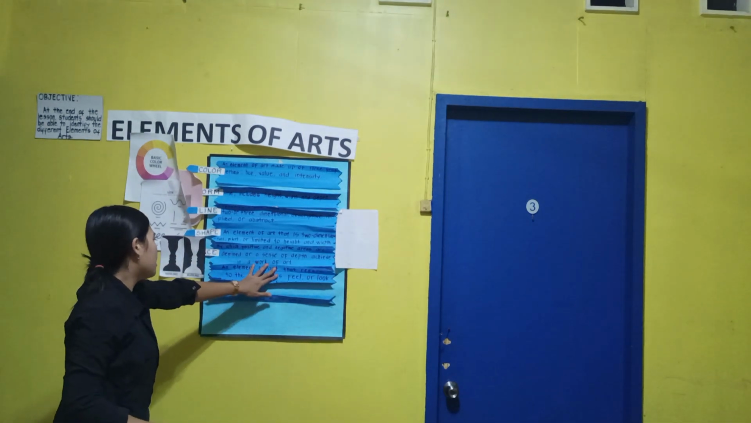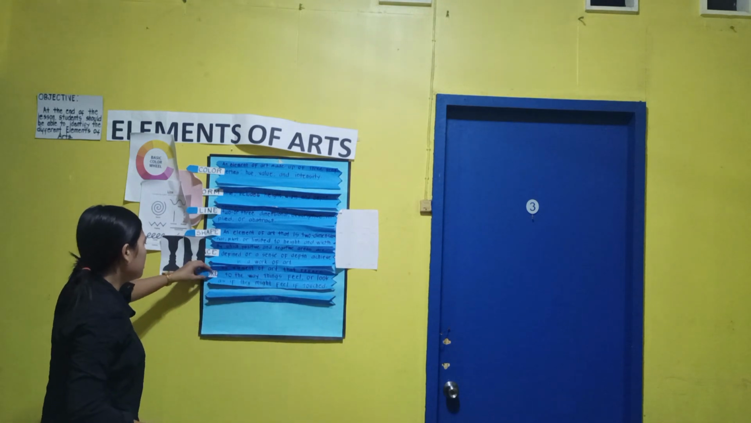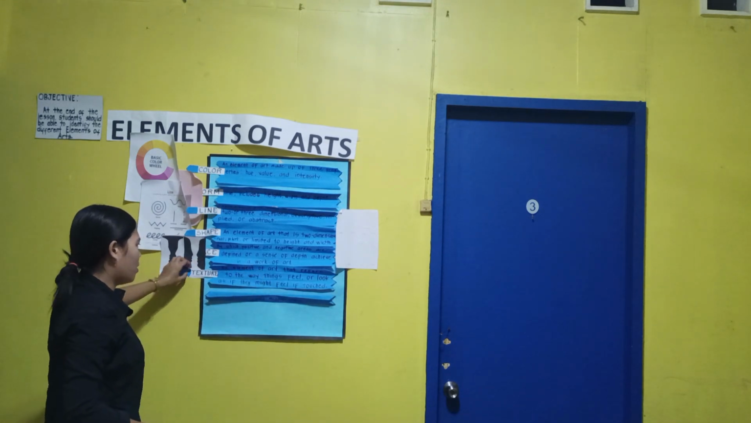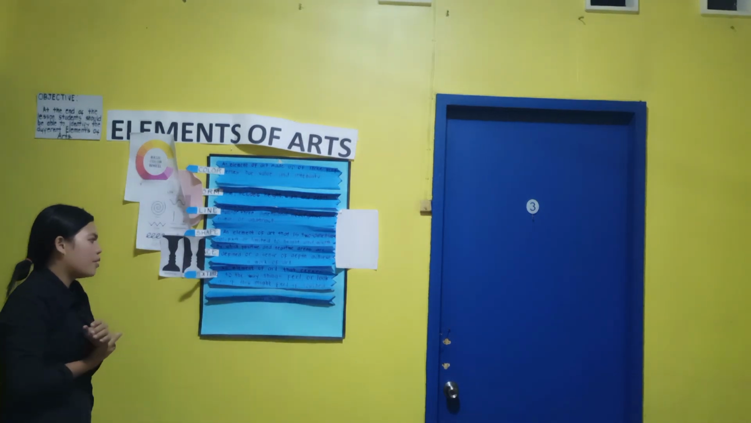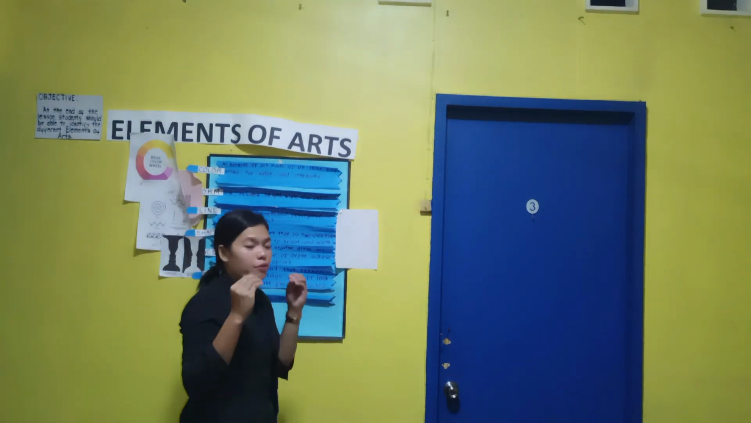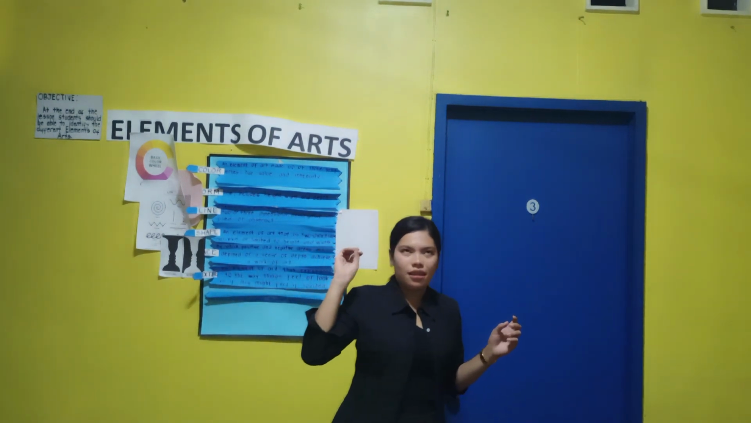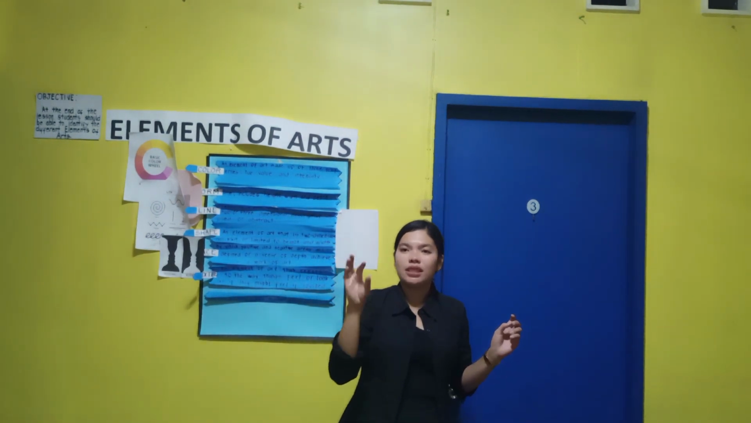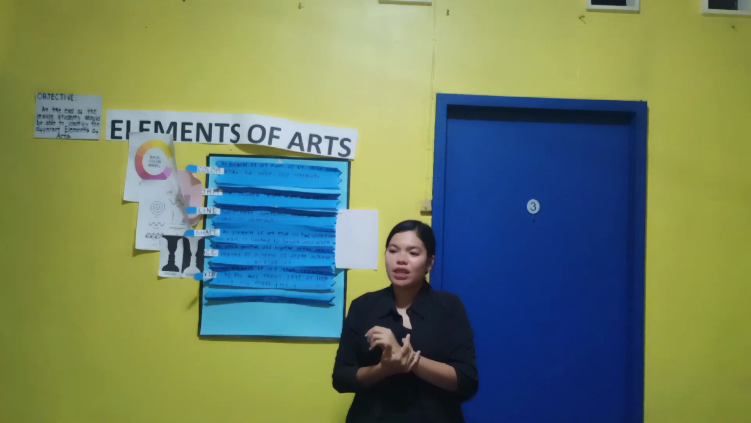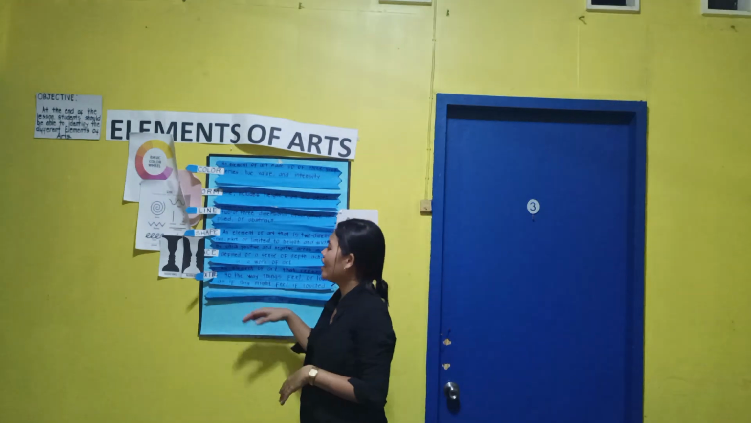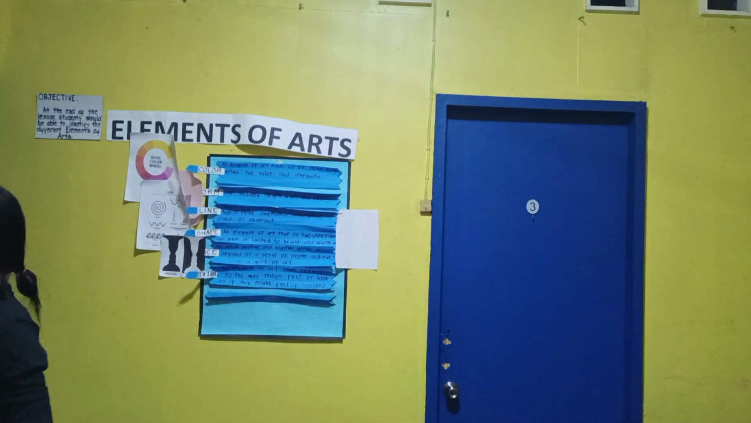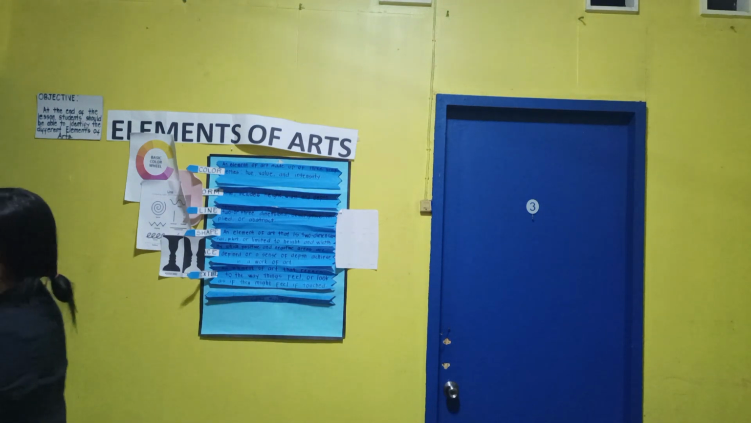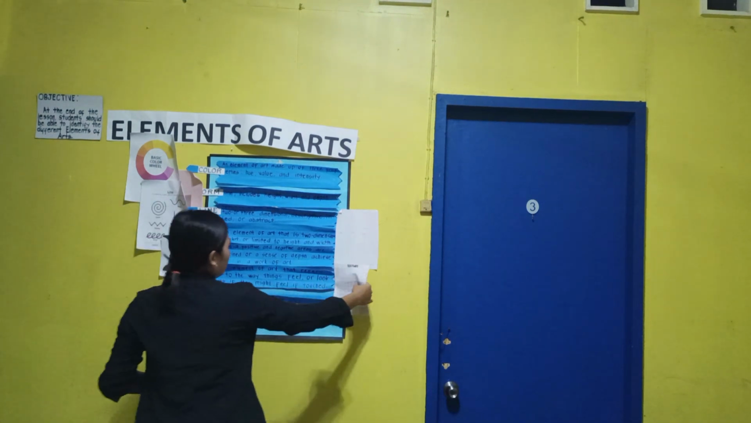So, next is texture. Of course, we are all familiar with what texture is. It is the way something feels, and also how it looks, how you can tell that it is smooth. So that is texture, whether it is rough or sharp. So this is the example of the texture.